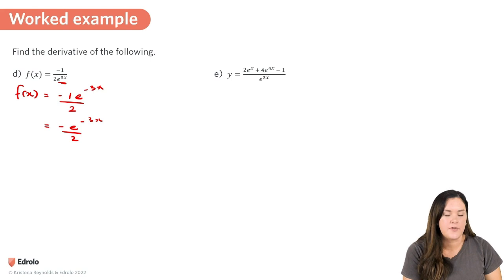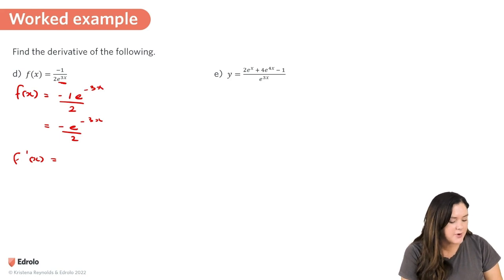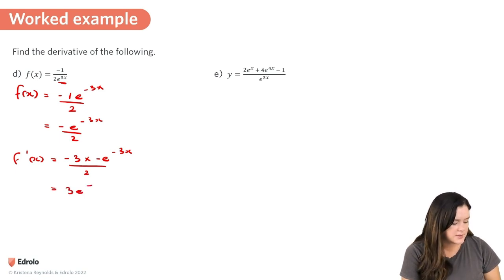And now we can differentiate that. So since I only have a power of -3x, I'm just going to use the quick way. So I bring the -3 to the front. So I have -3 times -e to the power of -3x, all divided by 2. Simplifying that gives 3e to the -3x all over 2.